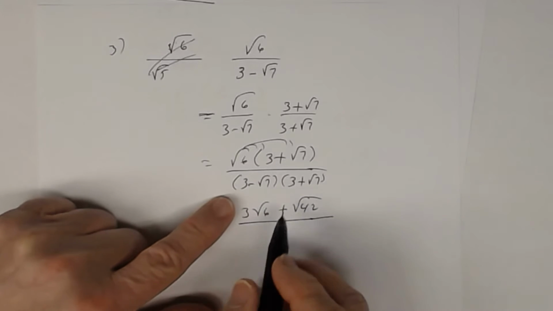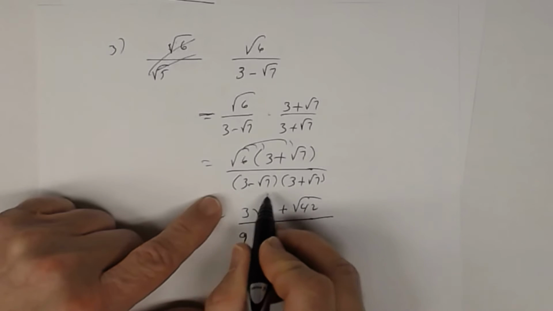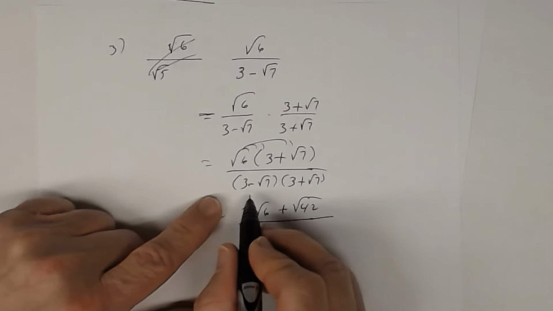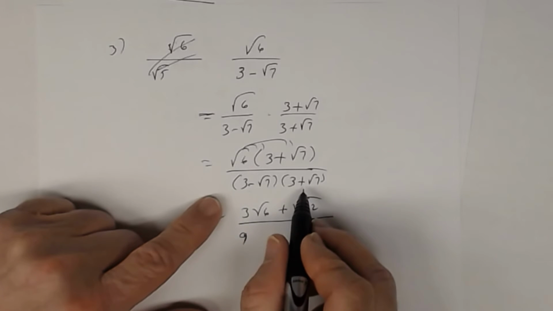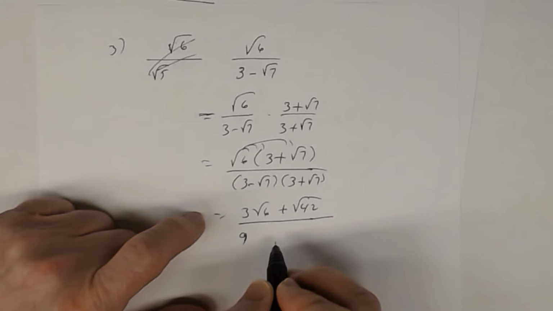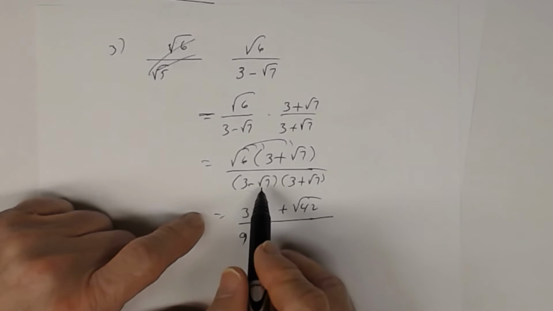3 times 3 is 9. The outer and the inner, now you all know that that's 0, right? The outer is, you see that's a 3 square root of 7, and the inner is a negative 3 square root of 7. Since those are conjugates, the outer and inner will add to be 0. So you don't have to write it. It has to be 0.